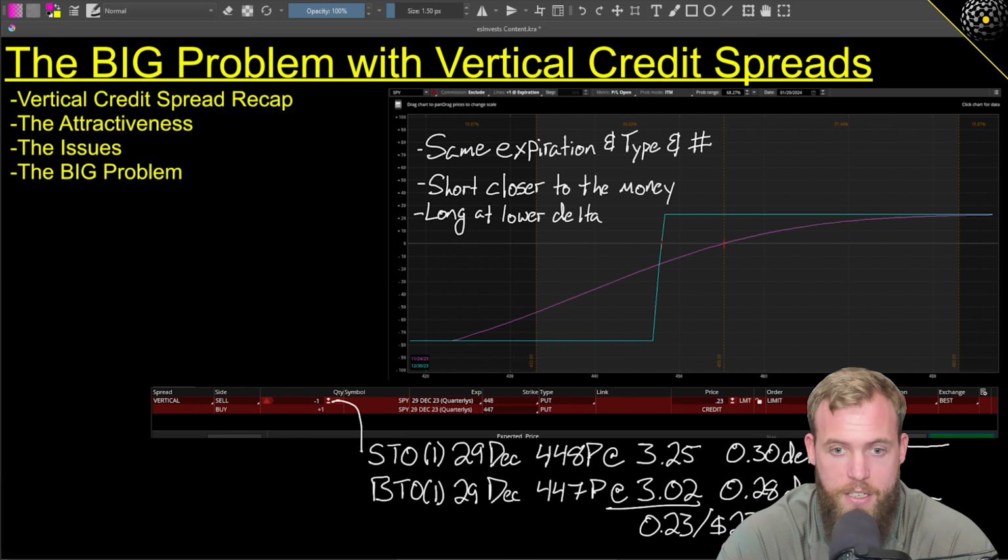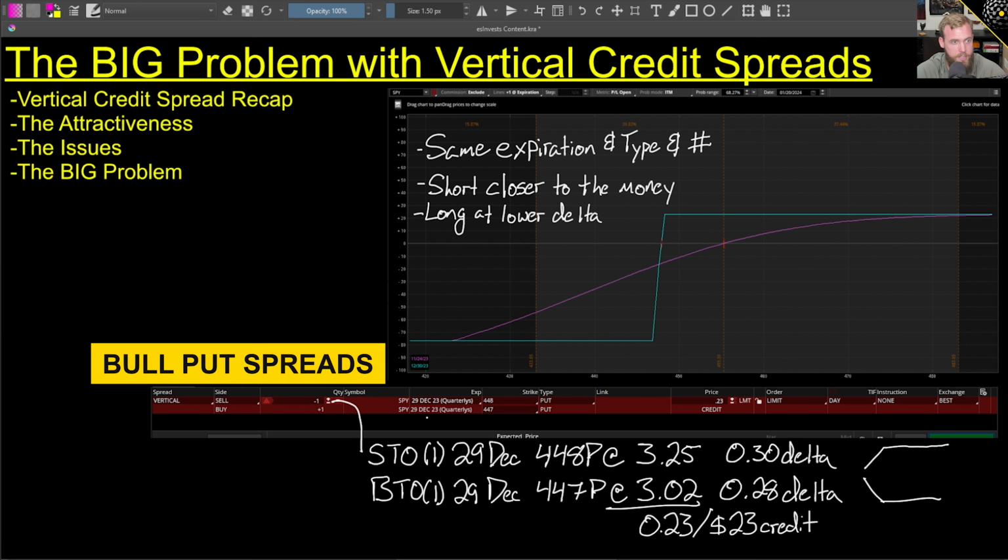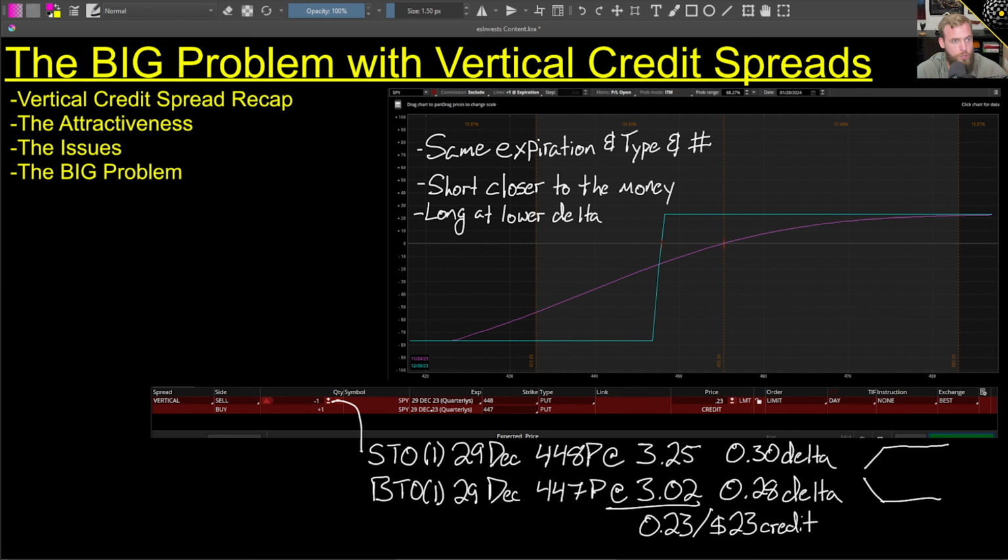So this specific example here is looking at a SPY put credit spread. You'll also hear them referred to as bull put spreads, stuff like that. I really stick to put credit spreads or put credit vertical spread. Put credit spreads to me is easier, so I'm going to refer to it as that. In this case, we are going to be selling to open the 29 December 448 put at $3.25. This is a 30 delta option. Then we're going to buy to open the 29 December 447 put for $3.02. This is a 28 delta option, and the net credit here is 23 bucks. That's what we're going to take in.